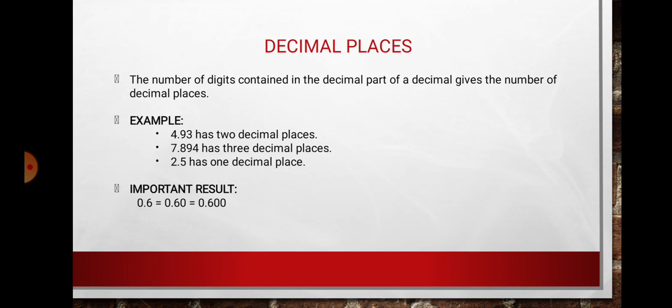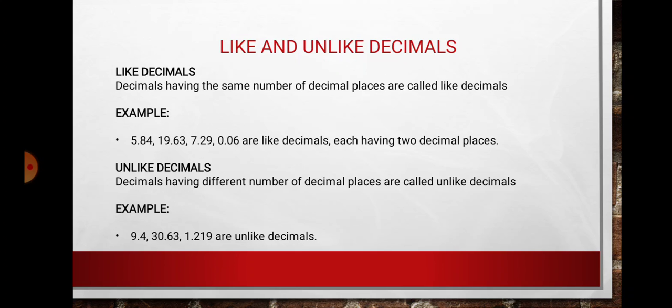It is a very important result, because while we are converting unlike decimals to like decimals, it helps us a lot. Now let us see how to convert unlike decimals into like decimals. Before that, let us read the definition of like decimals and unlike decimals. Decimals having the same number of decimal places are called like decimals. Just now we saw what is meant by decimal places. After the decimal point, the number of digits is the decimal places.